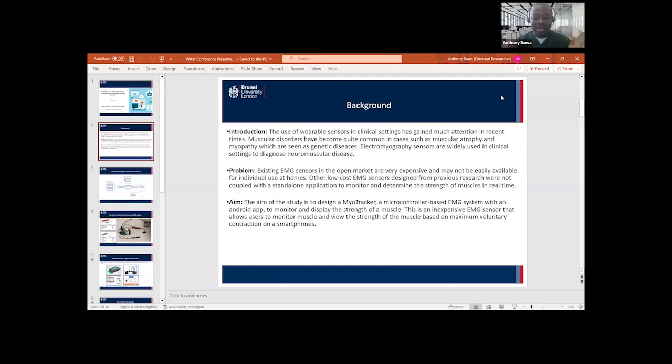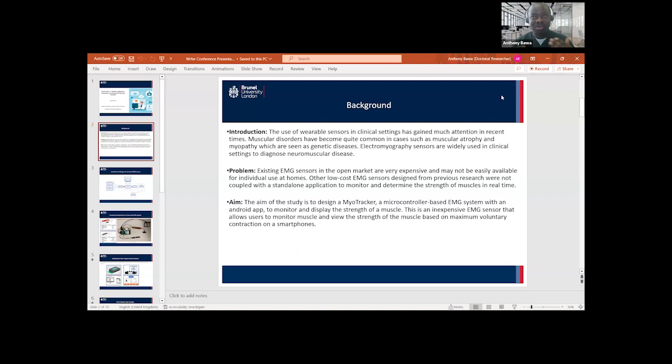The use of wearable sensors in clinical assessment has gained so much attention, and EMG sensors are used to measure muscle signals and diagnose neuromuscular diseases such as muscular atrophy, myopathy, and neuropathy. The problem existing right now is that these sensors in the open market are very expensive and may not easily be available for individuals to use.